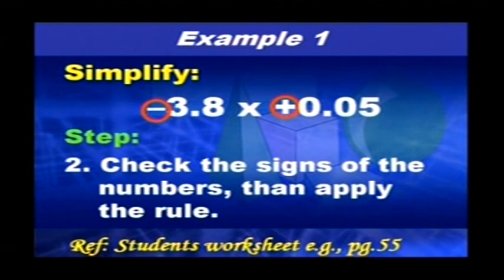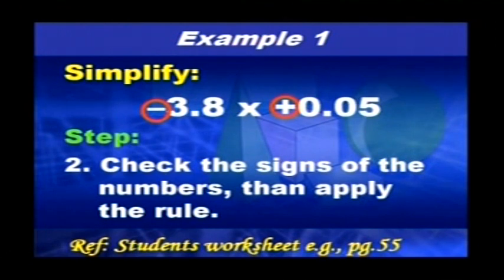When you check the sign, what rule are you going to apply? The signs are negative times positive. So what rule are you going to apply? Negative times positive is equal to negative. That's the rule that you are going to apply. And you know very well that your answer will be negative or positive? Negative, because of the two signs there.